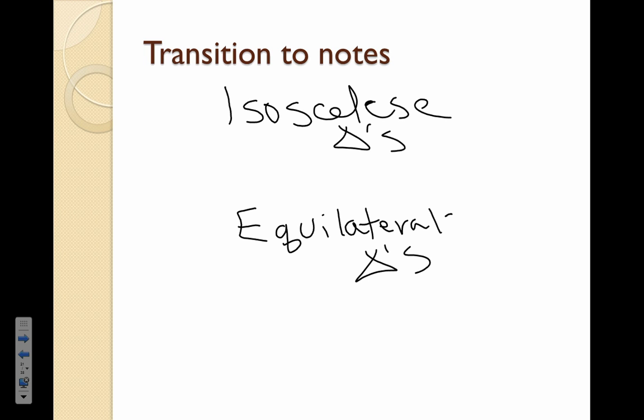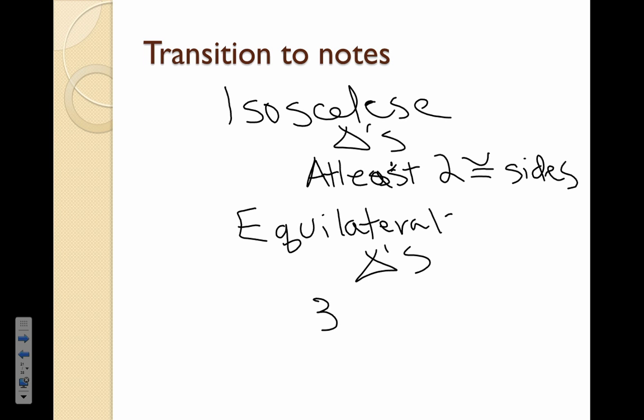With isosceles, you had at least 2 congruent sides. And then with equilateral triangles, you had 3 congruent sides. Which means, if you think about it, the equilateral triangle is not only equilateral, it is isosceles. Just to surprise you on that one. Let's go to the next slide and let's begin.